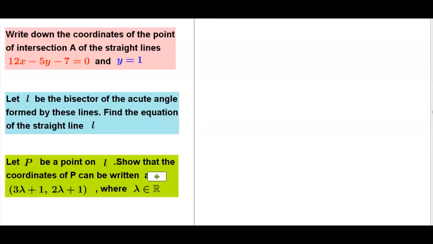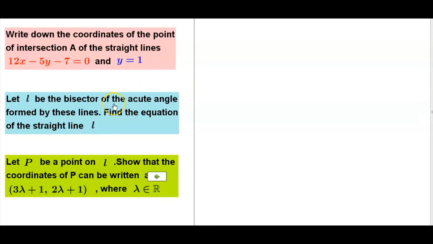2019 August past paper question, coordinate geometry. Write down the coordinates of the point of intersection A of the straight line 12x minus 5y minus 7 equals 0 and y equals 1.